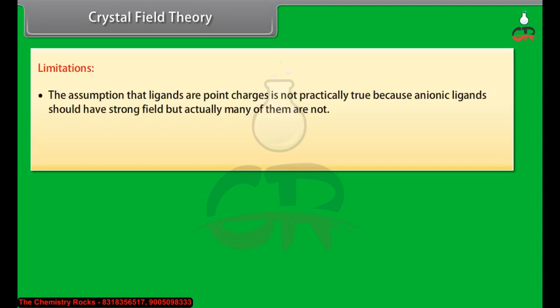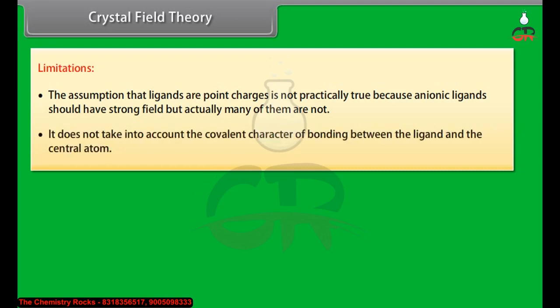The assumption that ligands are point charges is not practically true, because anionic ligands should have strong field, but actually many of them are not. It does not take into account the covalent character of bonding between the ligand and the central atom.